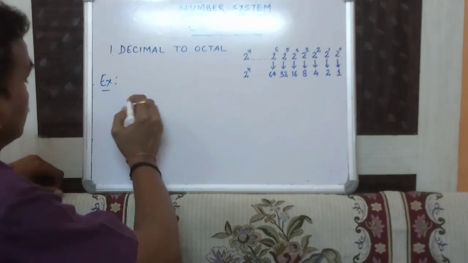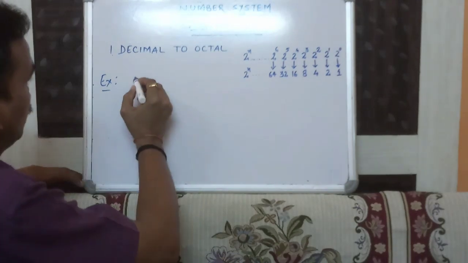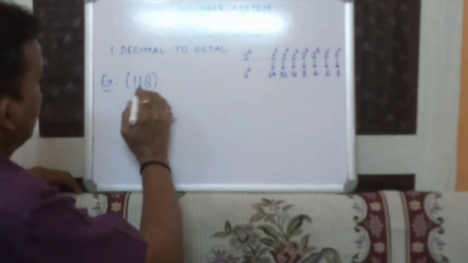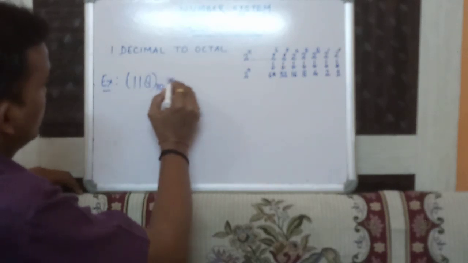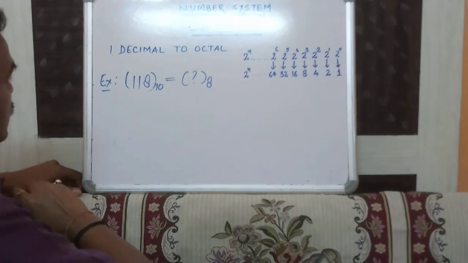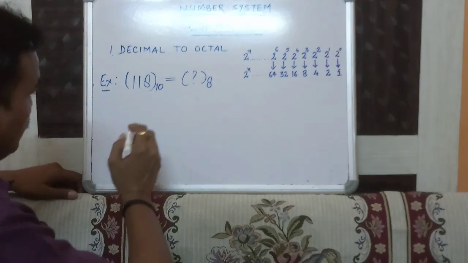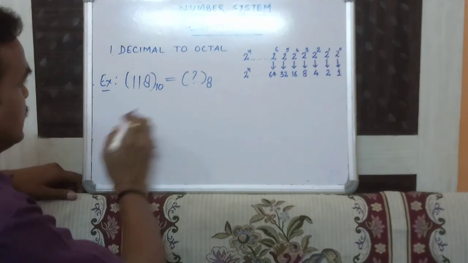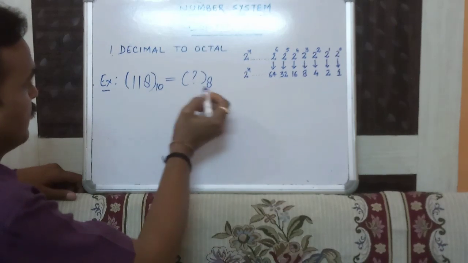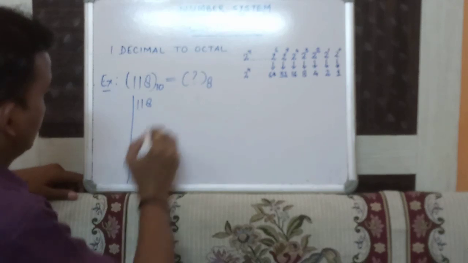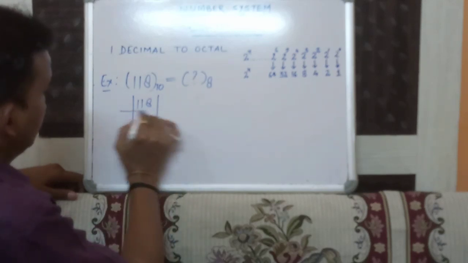Suppose I have taken one example, 118 base 10, and I have to convert it into an octal number. So how will we calculate this? First we will divide this number by 8. We have just written 118 here.